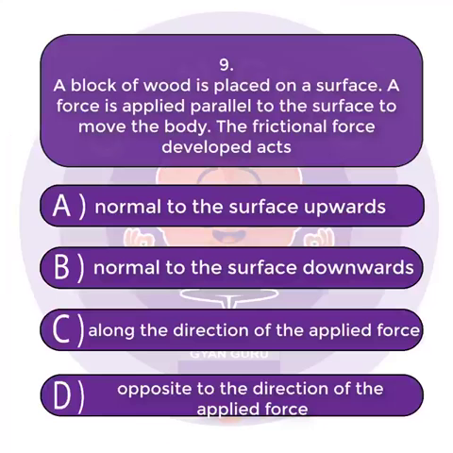Question 9. A block of wood is placed on a surface. A force is applied parallel to the surface to move the body. The frictional force developed acts: A. Normal to the surface upwards. B. Normal to the surface downwards. C. Along the direction of the applied force. D. Opposite to the direction of the applied force.